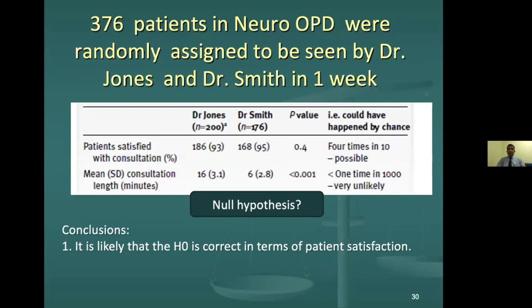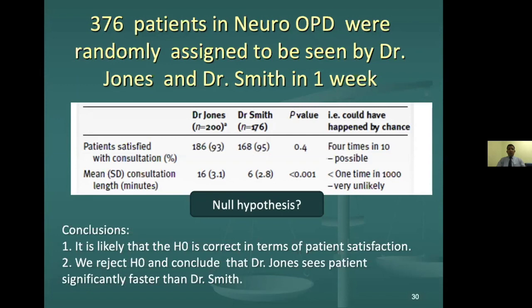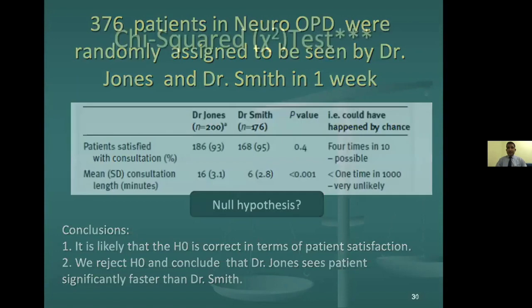So the conclusion: in terms of satisfaction, it is likely that the null hypothesis is correct. So there is no problem with Dr. Jones and Dr. Smith. But in terms of how fast somebody sees patients, we reject the null hypothesis and conclude that Dr. Jones sees patients significantly faster compared to Dr. Smith. This is the appropriate way of applying Student's t-test.